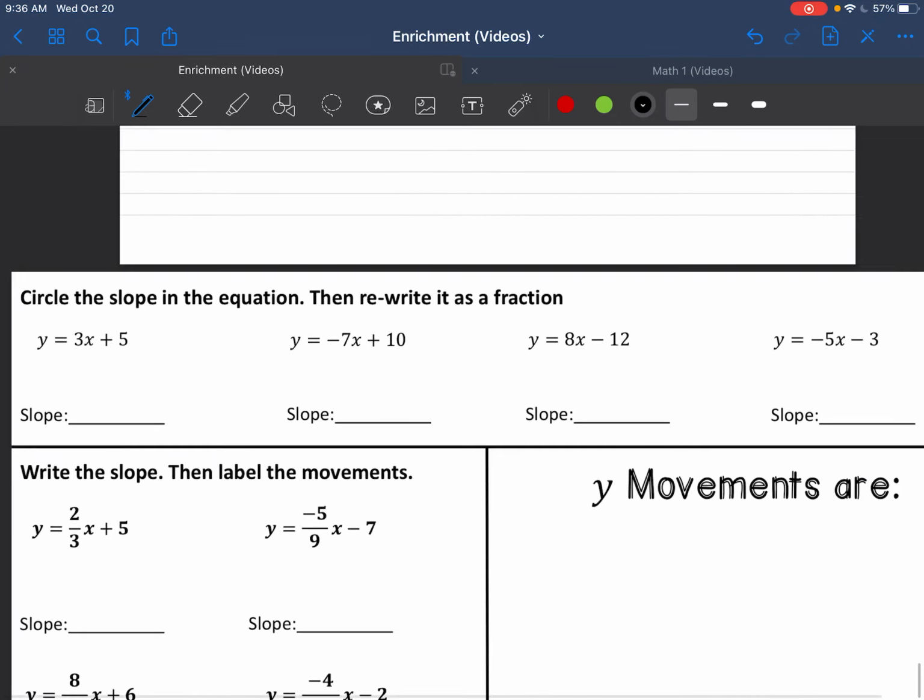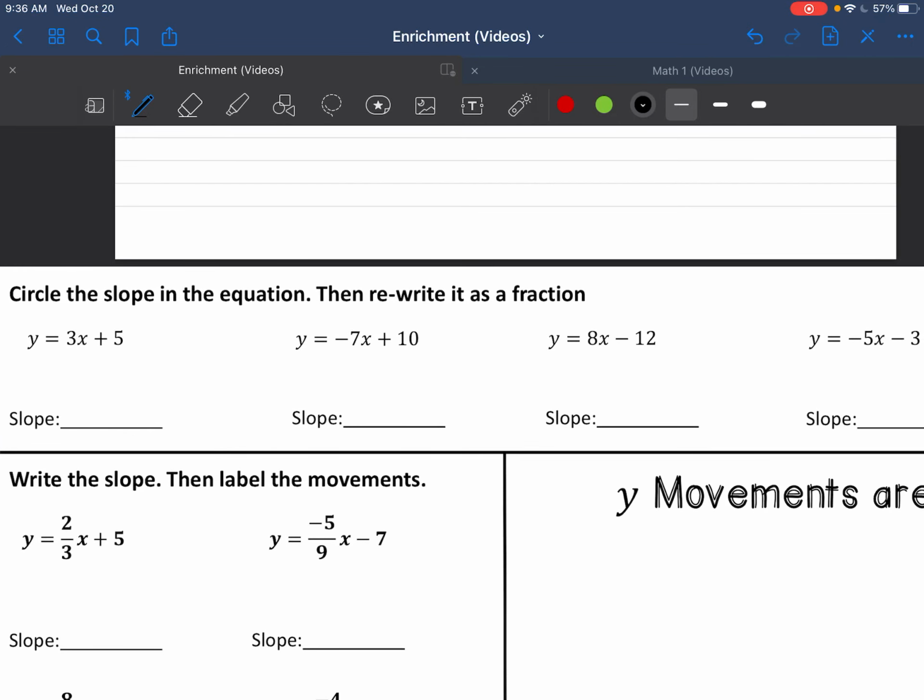So looking at this first one here, we have: circle the slope in the equation and rewrite it as a fraction. So we have y equals 3x plus 5. Our slope is the 3 in front. To rewrite it as a fraction, we put it over 1. And that is for every time you have a number that is not written as a fraction. To change it to a fraction, you put it over 1.